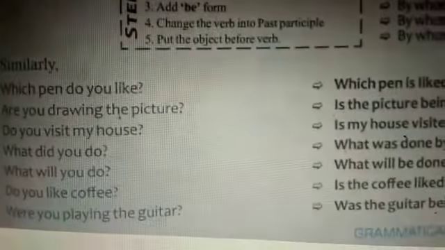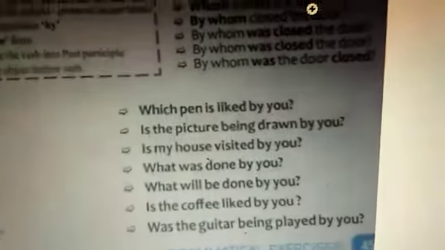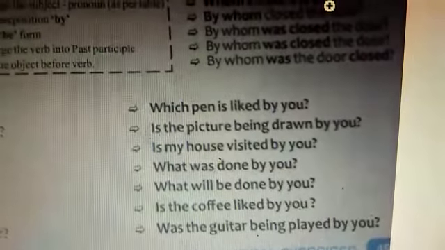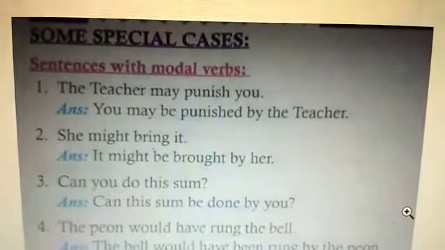Were you playing the guitar? Was the guitar being played by you? When the ing form is there, you have to use being. We shall see some special cases.